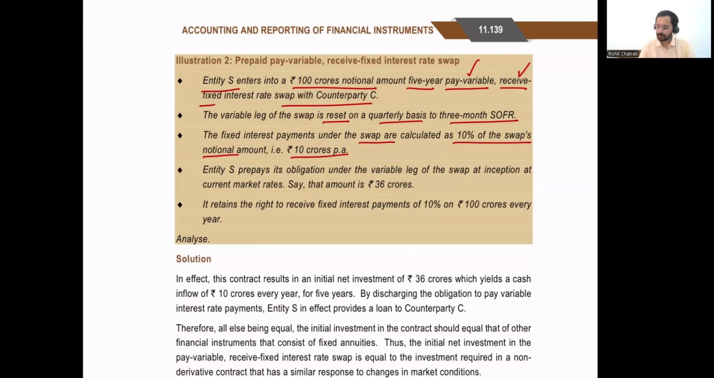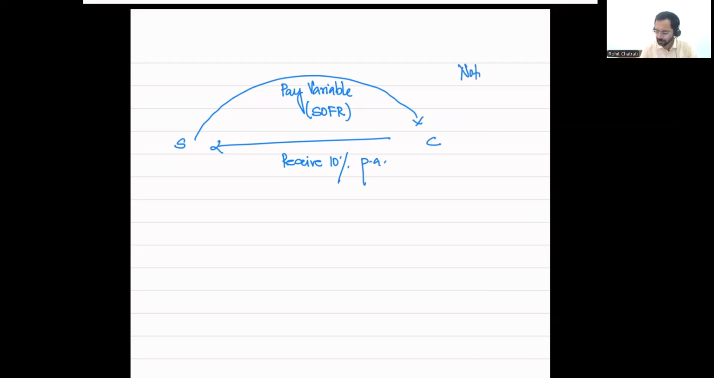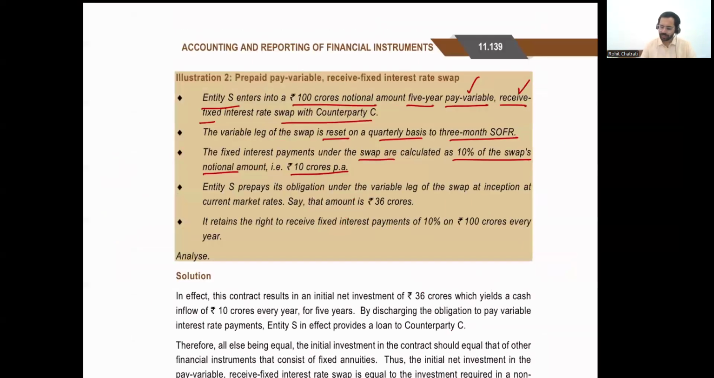annum. All right, so if you actually plot it in the diagram, it's exactly going to be the opposite of the previous question. Let us say we have entity S and we have entity C. S is basically going to this time pay variable. It's going to pay variable which is actually at the rate of SOFR, which is secured overnight financing rate, and it will basically receive fixed rate. It's going to receive 10 percentage per annum on a notional of 100 crores, and the term is going to be 5 years. All right, let's continue reading the question.